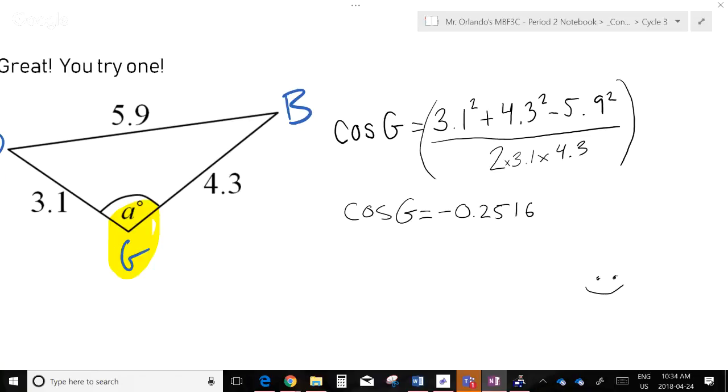Anytime you get a negative cosine, you get an angle bigger than 90. So this is probably going to be 100 and some degrees, maybe between 100 and 105. All right? Okay. Nice. Perfect. That's good.